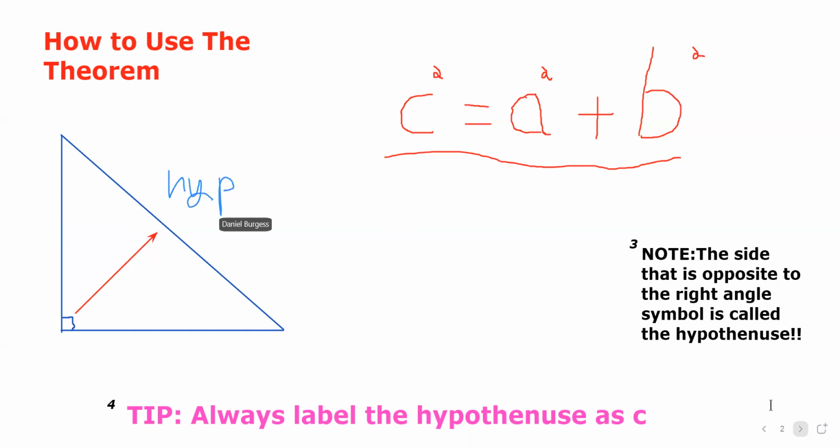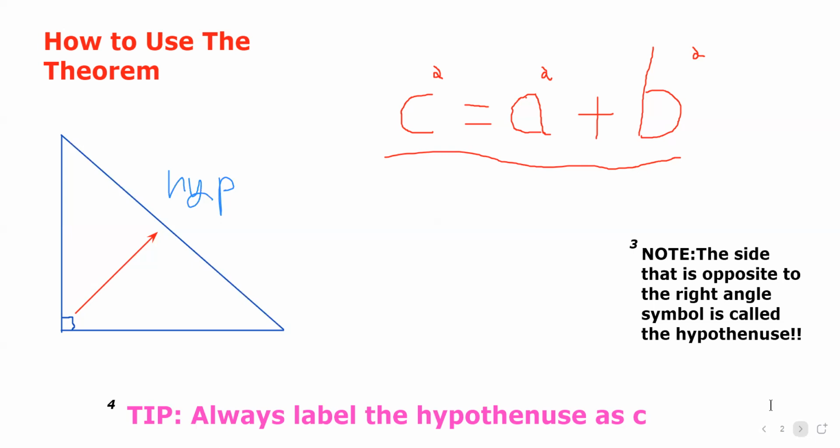Because it's the side opposite to it. The other sides do have names, but that is a different topic on its own, right? For now, you need to know which side is the hypotenuse, and just look for the side that is opposite to the right angle symbol.